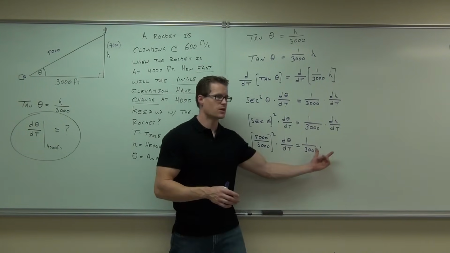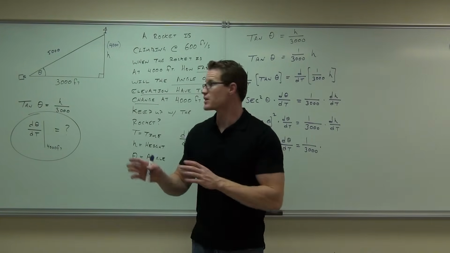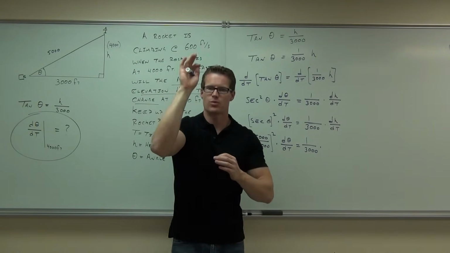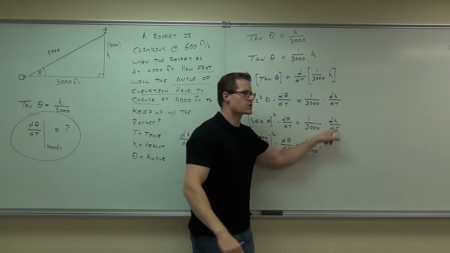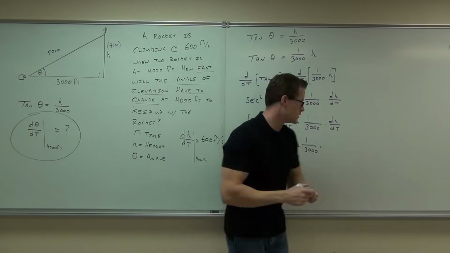Now, I'm missing something. Let's do the dHdt right now as well. How much is the dHdt that we were talking about? Because when we're at 4,000 feet, we're saying, okay, now we're 4,000, give me the rate of change of height with respect to time, and that's what this is saying. What's the rate of change of height with respect to time? What did we mark that out as?